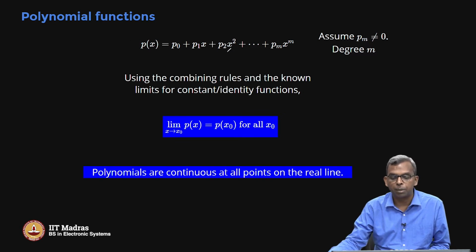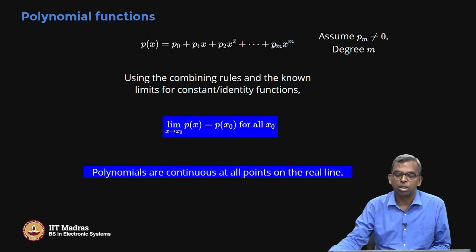A general polynomial keeps on increasing, more and more terms are added, and it goes all the way up to x power m. Usually when you write a polynomial up to x power m, you assume that pm is not equal to 0. I mean, it could be 0, but then the degree is going to go lower. So if you assume pm is not equal to 0, then the degree is m. Degree basically is the largest term that is there with non-zero coefficients.